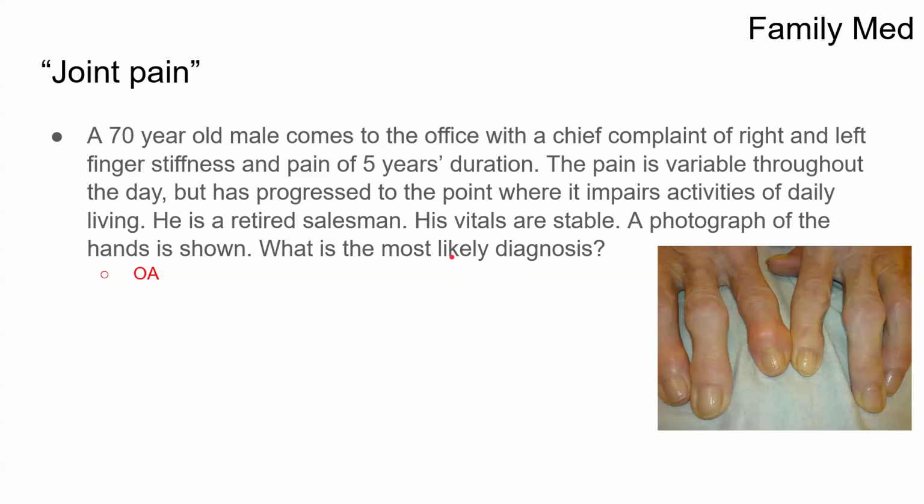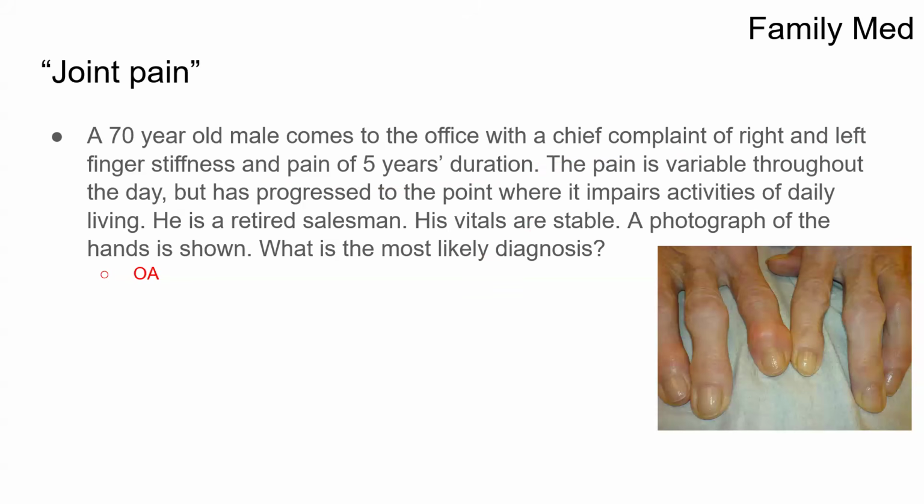One other thing, this patient also has right and left finger stiffness and pain, right? So it's bilateral. As I said earlier, sometimes you can see bilateral symptoms in rheumatoid arthritis because it's a systemic inflammation. You can also have bilateral osteoarthritis. It's not as common, right? Because it's more of a mechanical degeneration of the joints, which is different from rheumatoid arthritis.